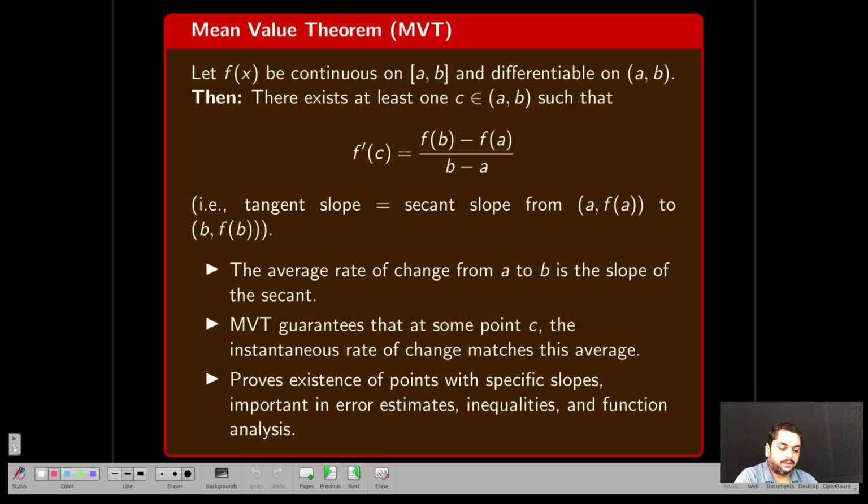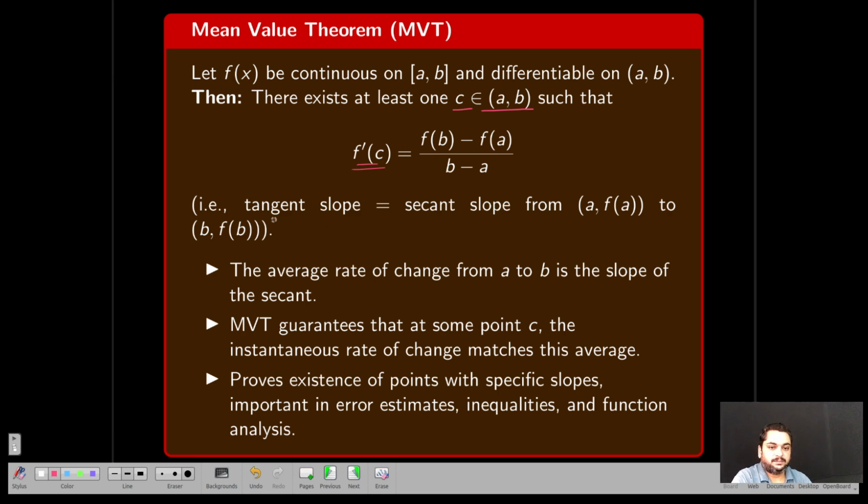Next is the mean value theorem, one of the important theorems to solve many problems. What it says: let f of x be continuous on the closed interval a comma b and differentiable on the open interval a comma b. Then there exists at least one point c that belongs to the open interval a comma b such that f dash of c, the slope of the tangent, is equal to f of b minus f of a divided by b minus a.